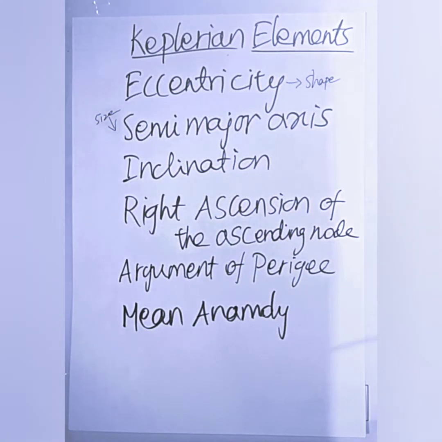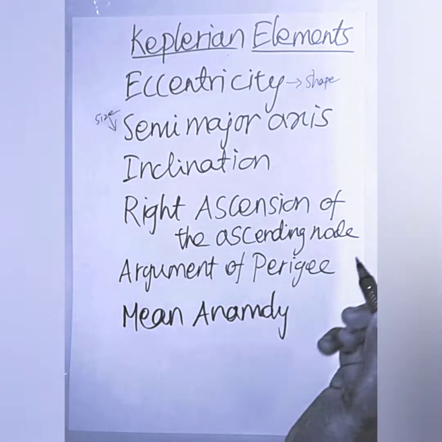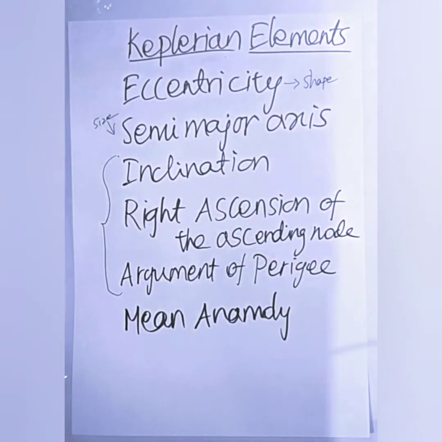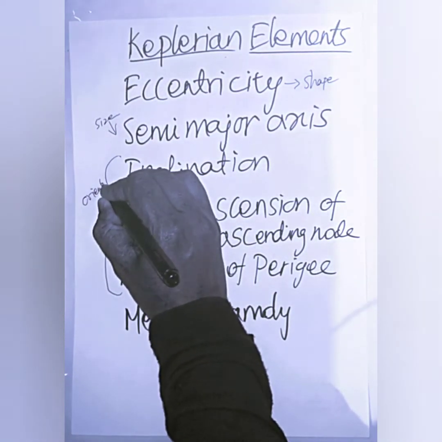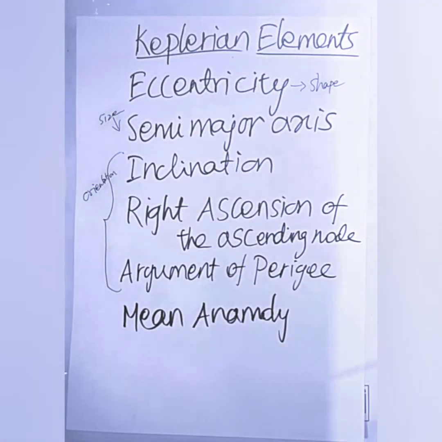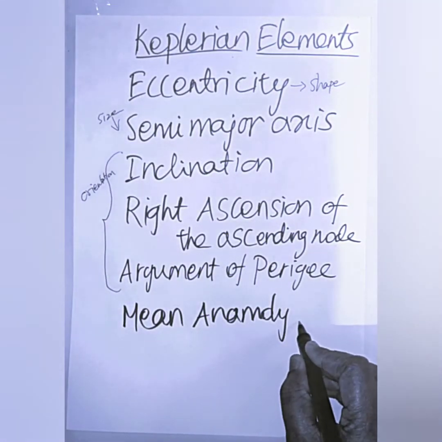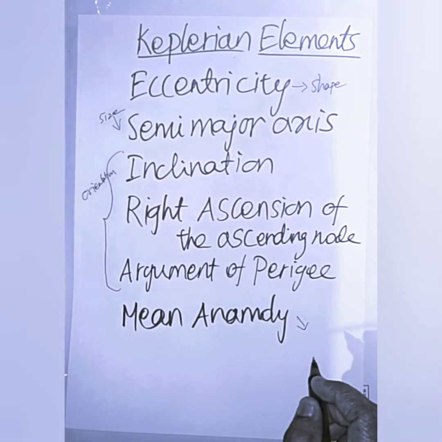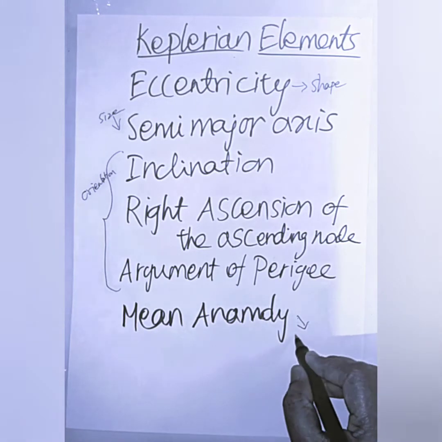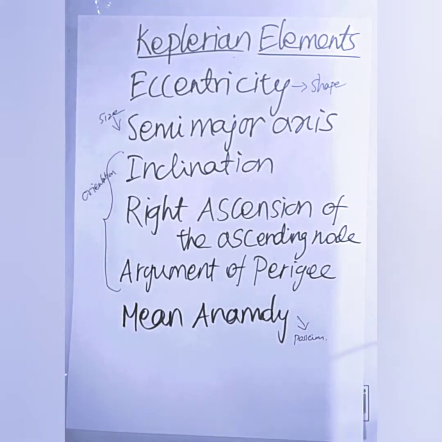Then the inclination, the right ascension of the ascending node, otherwise called the longitude of the ascending node, and the argument of perigee. These three parameters are used to find the orientation of an orbit. And this one final parameter tells us the satellite position in the orbit. All these parameters are used to find the position and velocity of the satellite.